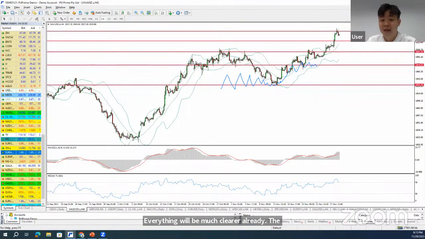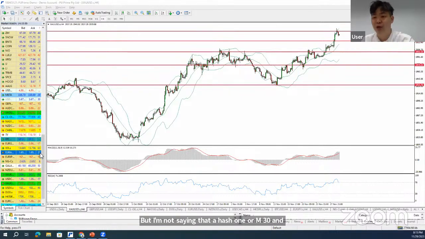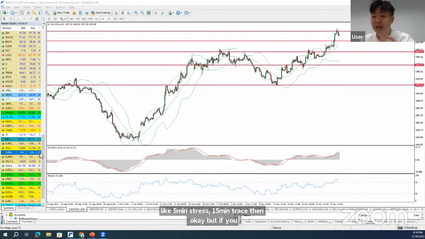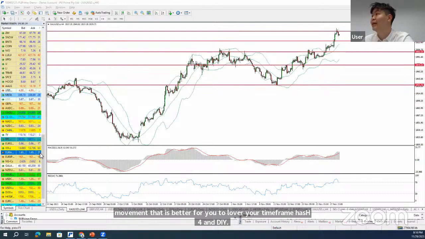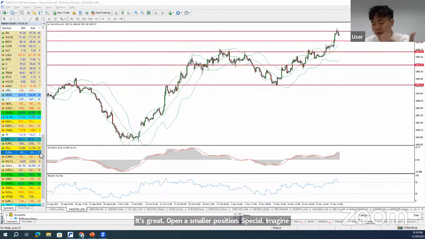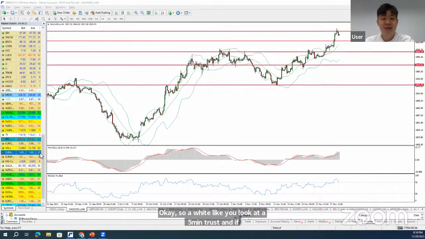So this is the thing. But I'm not saying that the H1, M30, M5 charts are not good. They are good, but if you are a short-term trader and you want to do 5-minute trades or 15-minute trades, then okay. But if you don't want to be affected by the market movement, then it's better to lengthen your time frame. H4 and Day 1 are great. Open a smaller position; the margin is quite enough for it. Avoid looking at the 5-minute charts where any 5-minute movement makes you nervous, and then you can't do other stuff.